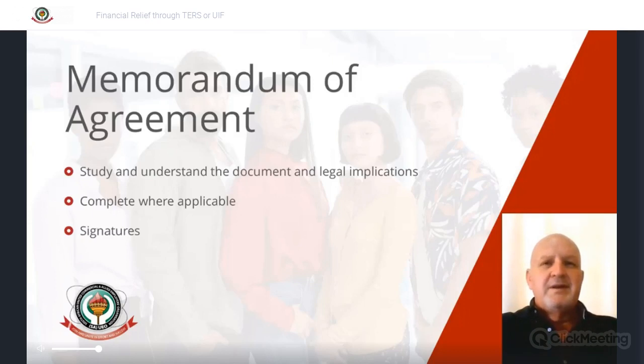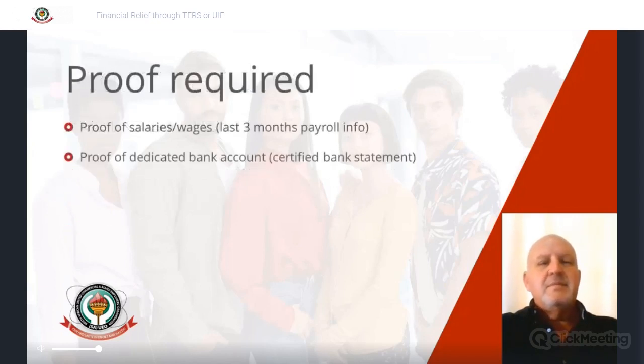When you receive the Memorandum of Agreement in our pro forma documents, please study it and understand the legal implications of this document. Complete where applicable, and if you have to make changes, make those changes, and then you can sign this document. We've also received information from the UIF that you do not have to include the Memorandum of Agreement in your initial submission to them, as it may be done and finalized before payment is made. However, if at all possible, please complete it and submit it together with your other documents.